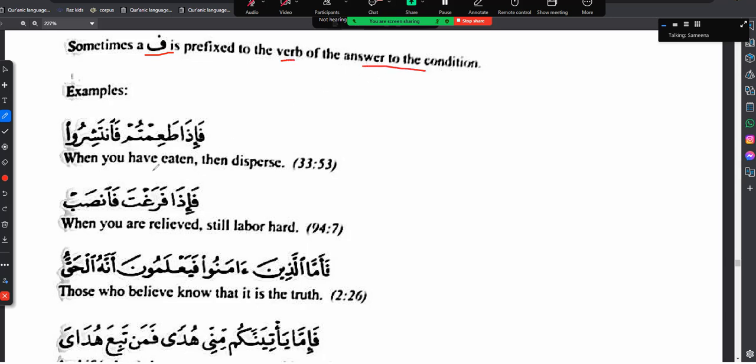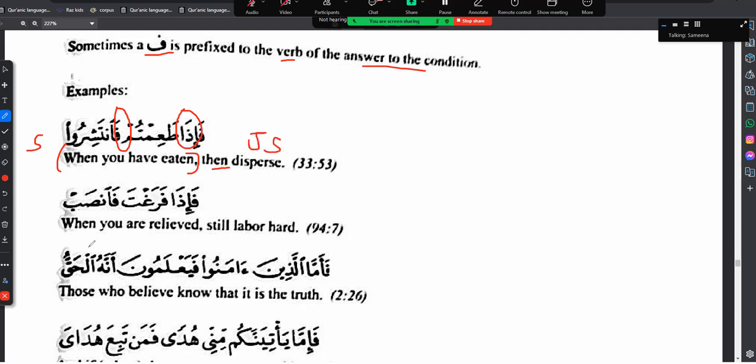فَإِذَا تَعِمْتُمْ فَانْتَشِرُوا. When you have eaten, then disperse. So here, which is the conditional article in this ayah? إِذَا is the conditional article, right? إِذَا تَعِمْتُمْ, when you have eaten. This is the shart part. And then disperse. So fa is added to the jawab shart. The meaning is "then," and this is the jawab shart.